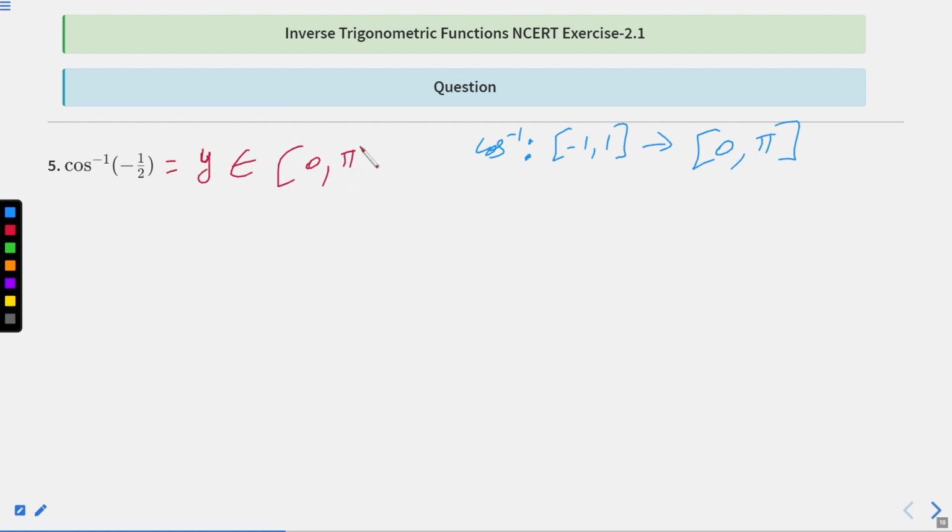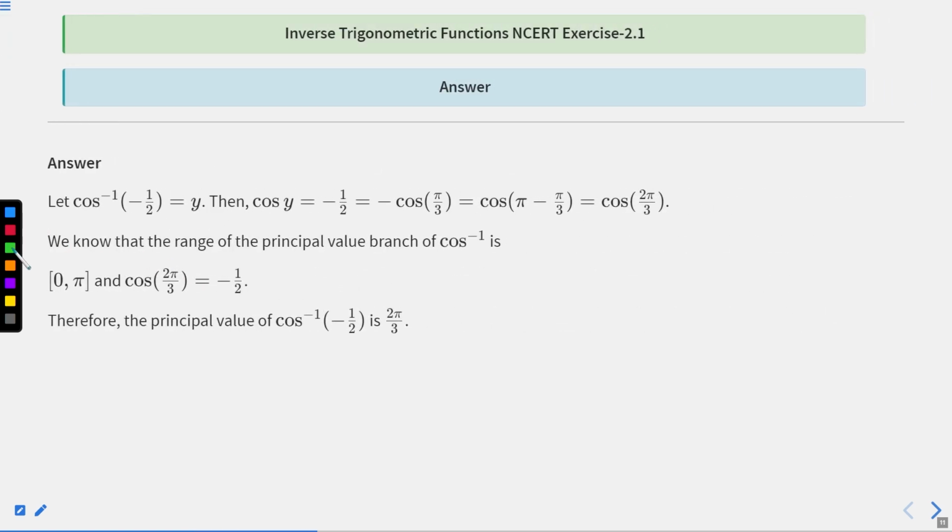Okay, now how are we going to find the principal value? It is quite easy. First write cos inverse minus 1 by 2 equals y, then rewrite it as cos y equals minus 1 by 2. Then what do we know? We know 1 by 2 is cos pi by 3.